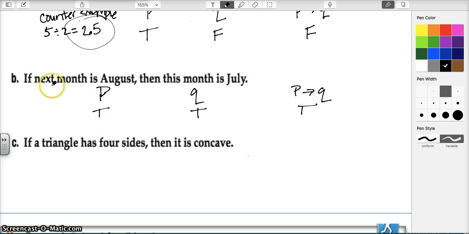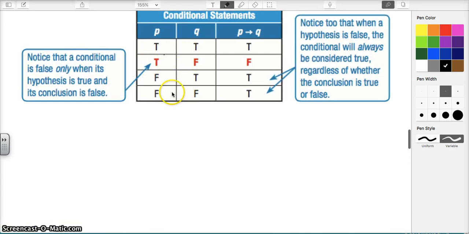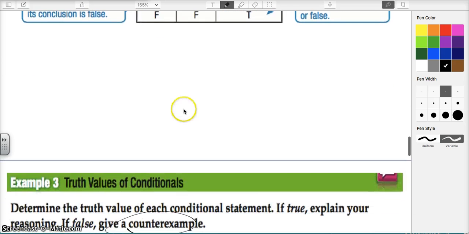Let's try it again. If next month is August, well, that's false because it's not. Then this month is July. That's also false because this month is October, right? But that also means that this statement is true. And we can think about that in terms of this right here. When our hypothesis is false, our statement's always going to be true, because our hypothesis is false.